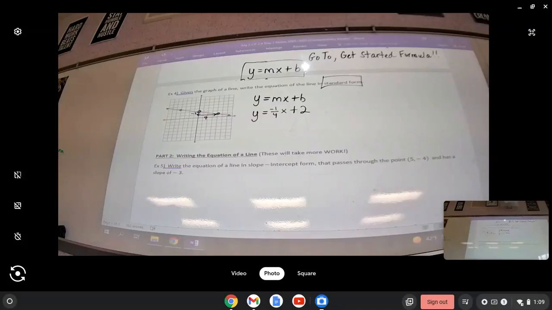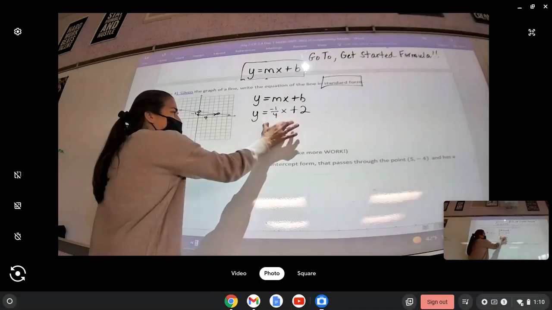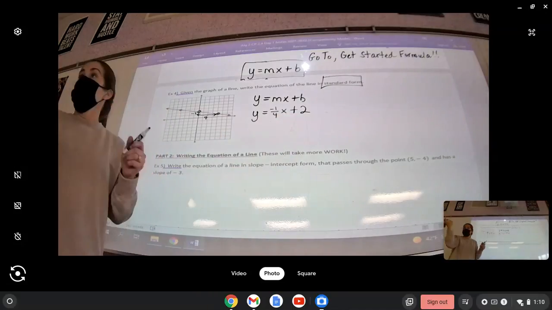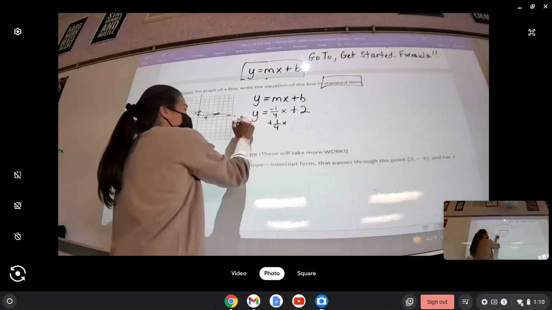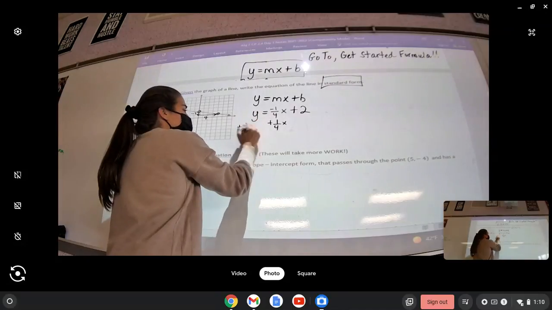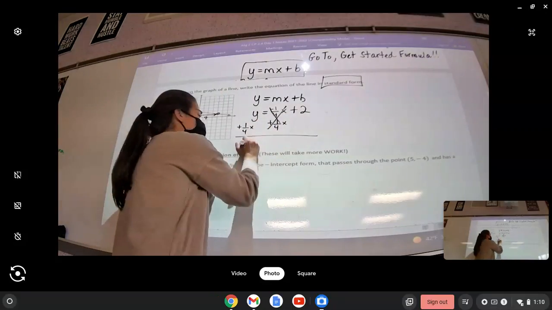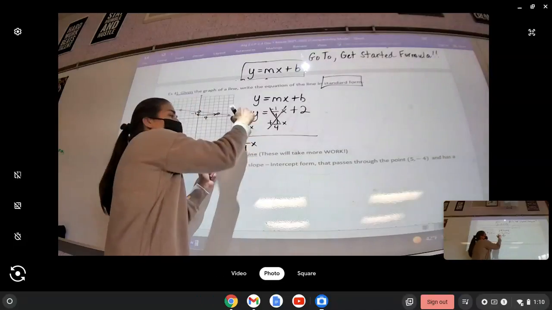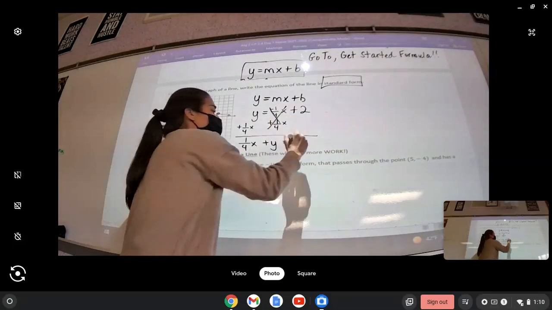No. Now we got to get it in standard form, which means you got to get x and y on one side first. So guys, you tell me right now how I can get these x's to cancel and move over here. Add them. Right? They're negative, so add them.